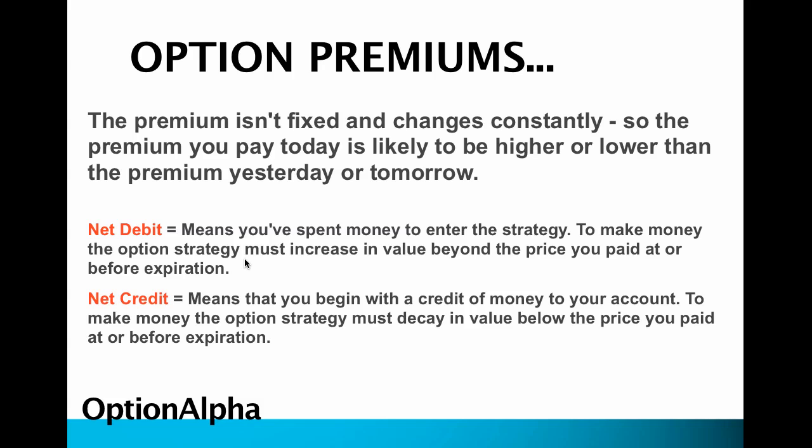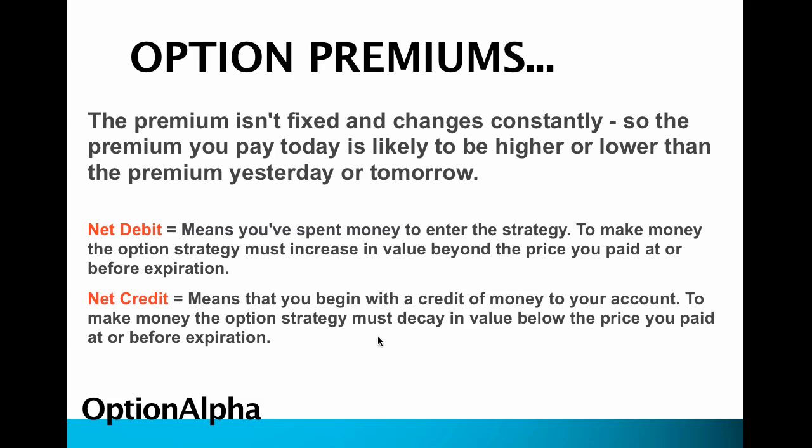If you buy a stock, the only way to make money is that the value of the stock goes up. It's the same thing with options. If you pay a premium and you actually outlay that premium as a net debit, then to make money on that option trade, you need the value of those options to go up. On the other hand, if you have a net credit, this means that you begin with a credit of money to your account. And to make money in this option strategy, you have to have decay in value below the price you received at or before expiration.